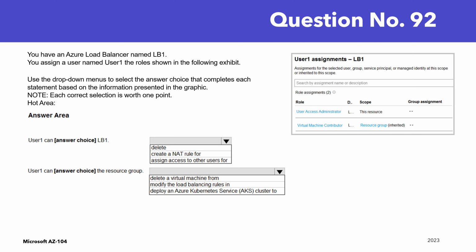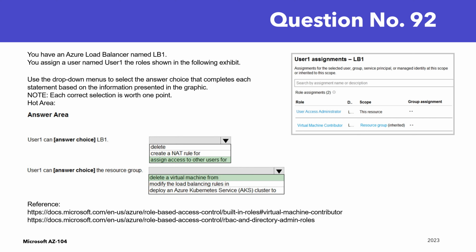You have an Azure load balancer named LB1. You assign a user named User1 the role shown in the following exhibit. Use the drop-down menus to select the answer choice that completes each statement based on the information presented in the graphic. Note: each correct selection is worth 1 point. Hot area. User1 can assign access to other users for LB1. User1 can delete a virtual machine from the resource group.